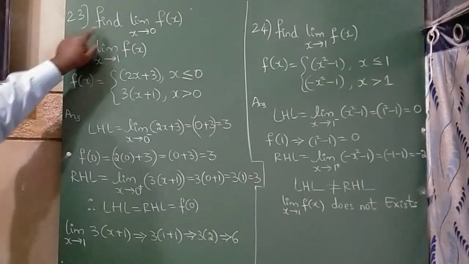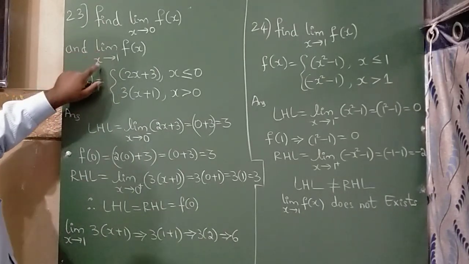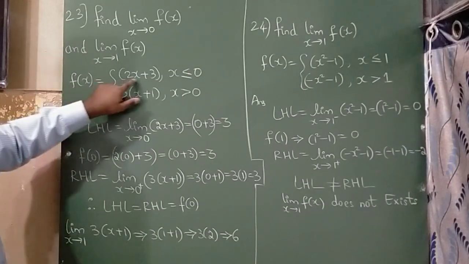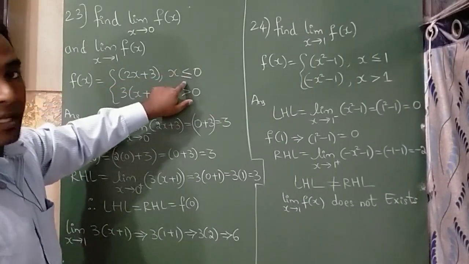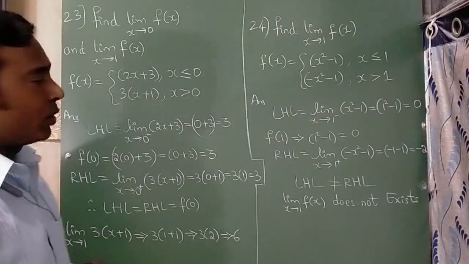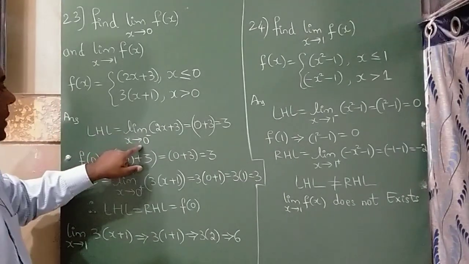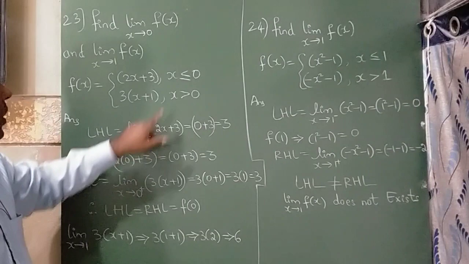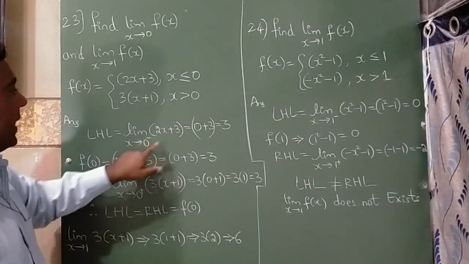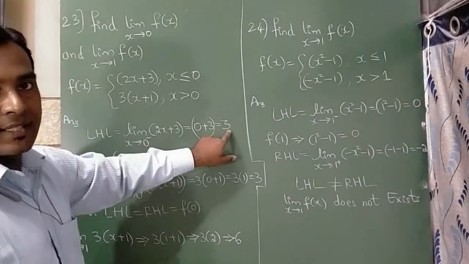So 23rd question, find limit x tends to 0 f of x and find limit x tends to 1 f of x. So the given question is f of x is equal to 2x plus 3, x is less than or equal to 0, 3 into x plus 1, x is greater than 0. So LHL, left hand limit. Limit x tends to 0 minus, because it is less than, remember that. So I have written 2x plus 3. Where there is an x, I will substitute 0. 2 into 0 is 0 plus 3. So the answer is 3.